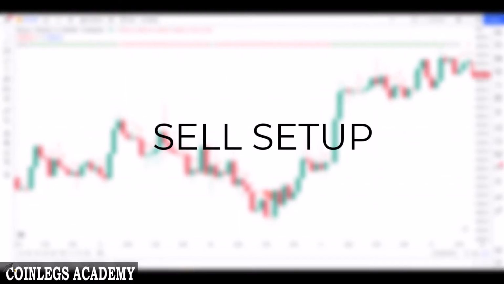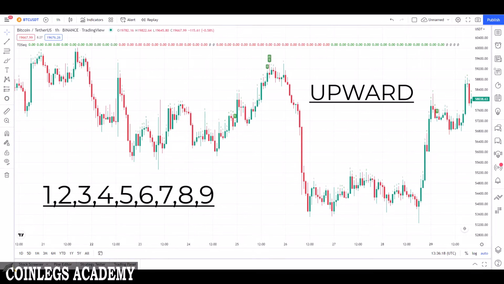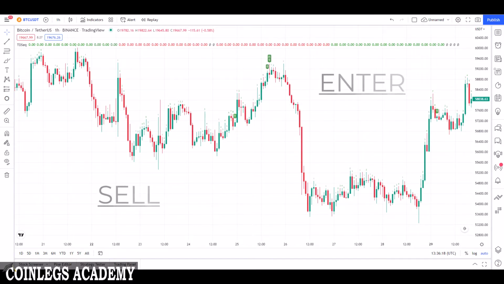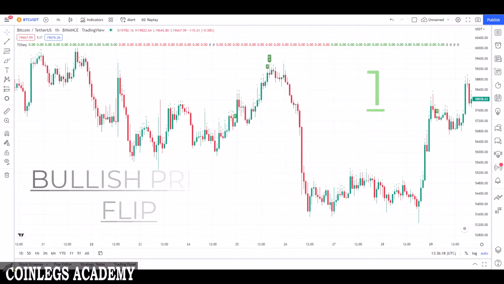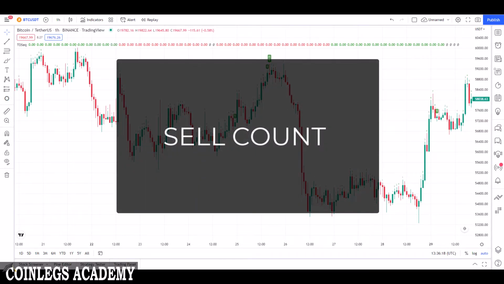Now let's see the sell setup in examples. The purpose of the sell setup is the expectation that an upward movement starts from 1 to 9 and continues to rise until 9 is seen, and the price changes direction and declines after 9 is seen. As a result of this expectation, a sell position is entered. To start the sell setup counting, we use the bullish price flip, in other words the green number 1.